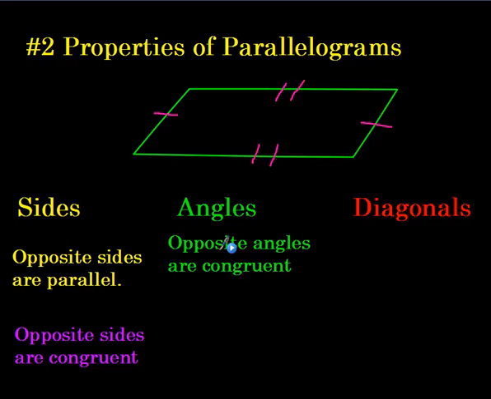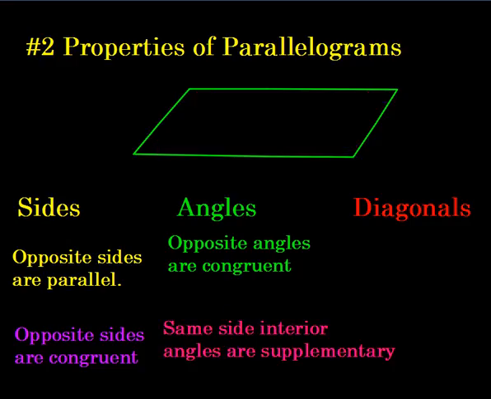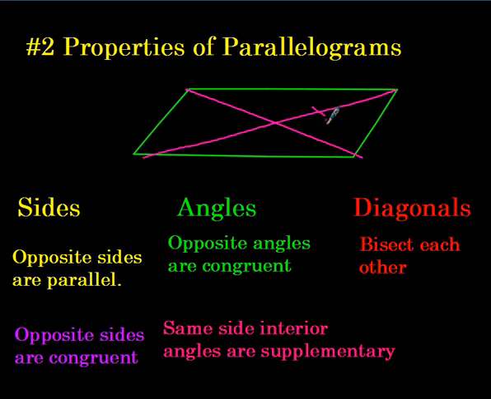We could also say that the opposite angles are congruent. What that means is that these angles would have the same measurement. They are congruent. The other thing we would say is that the same side interiors are supplementary, meaning that I could say angle 1 plus angle 2 is equal to 180. And if I called that angle 3, we could say angle 1 plus angle 3 is also equal to 180. Then we also had a property based on the diagonals of a parallelogram: the diagonals bisect each other. That means that they cut each other in half. Notice they are not equal to each other, but they just cut each other in half.